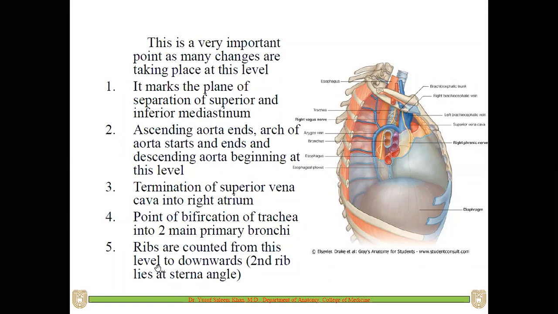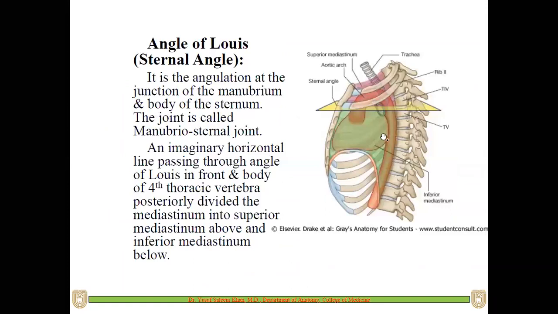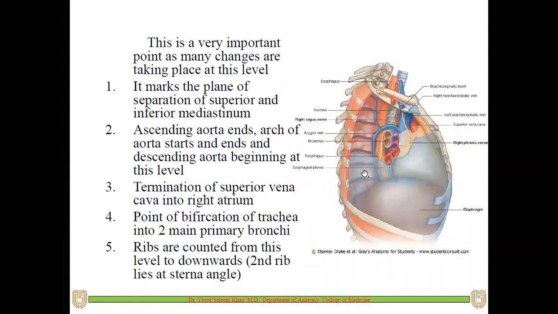Ribs are counted from this level downwards. The second rib lies at this sternal angle. As I said, the second rib is a very important landmark from where we can start counting the other ribs as well as the intercostal spaces. Because the first rib is deep inside, below the clavicle, covered by the clavicle, you cannot feel the first rib. So always go for the angle of Lewis or sternal angle, feel the second rib, and then start counting the ribs and spaces below it. So it marks a very important landmark.